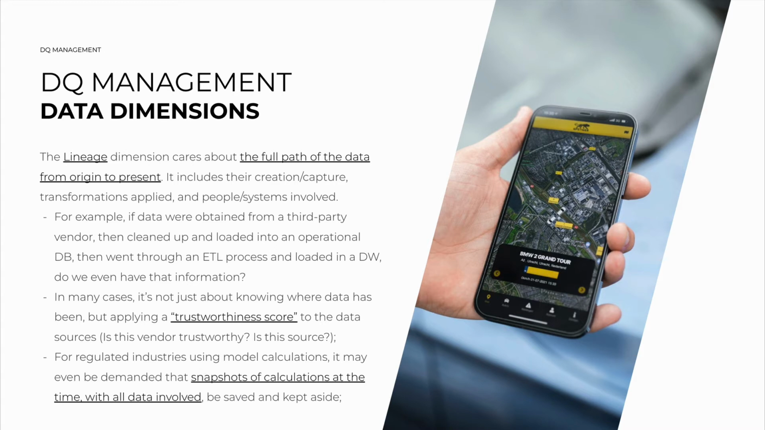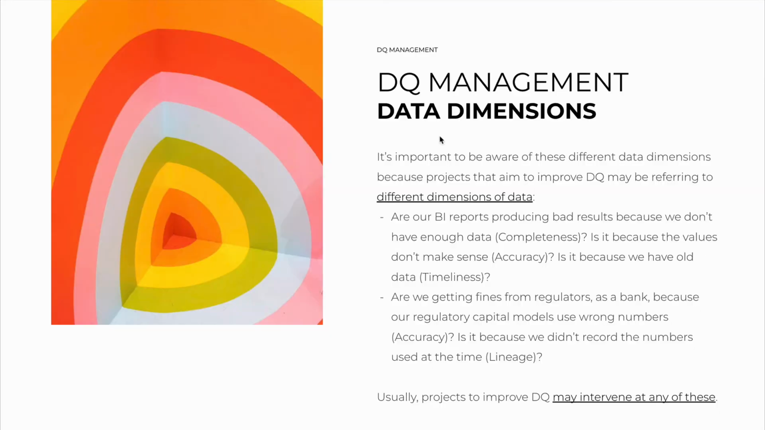It's important to be aware of these different data dimensions because projects that aim to improve data quality may be referring to different dimensions in different situations. For example, our business intelligence reports are producing bad results. Is it because we don't have enough data? So is it a completeness issue? Or is it because the values don't make sense? So is it an accuracy issue? Or is it because we have old data that doesn't represent the present, which is a timeliness issue?